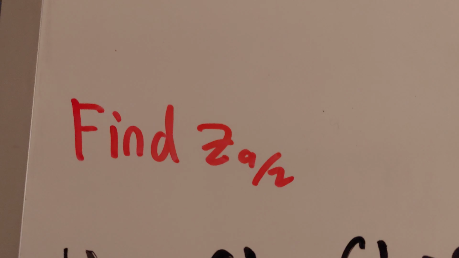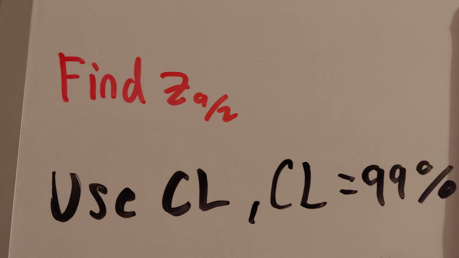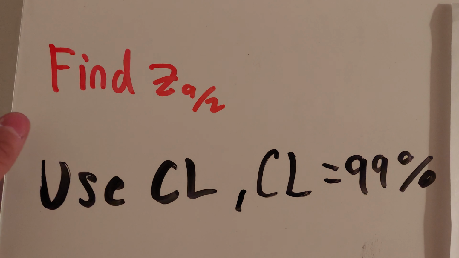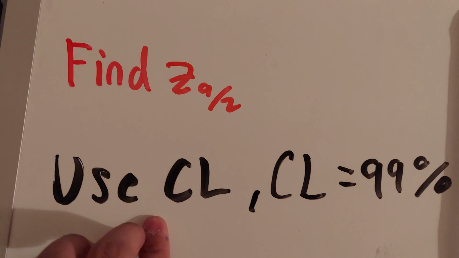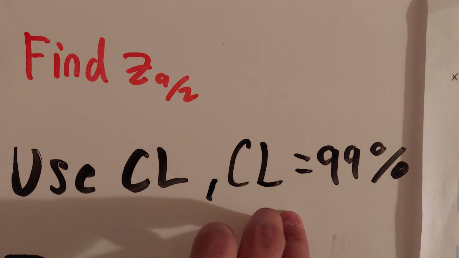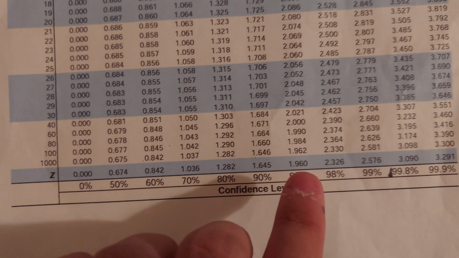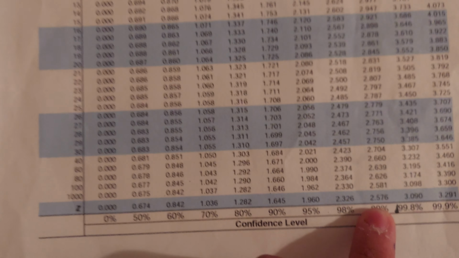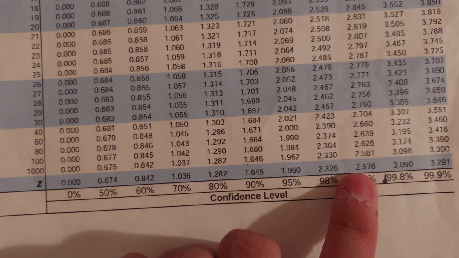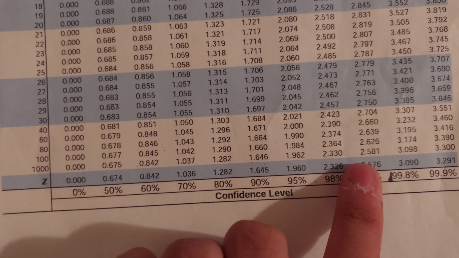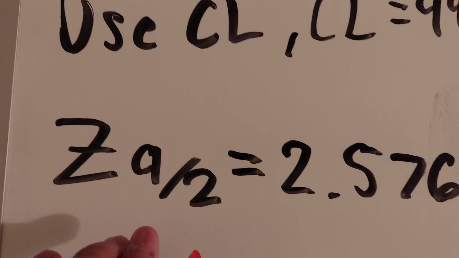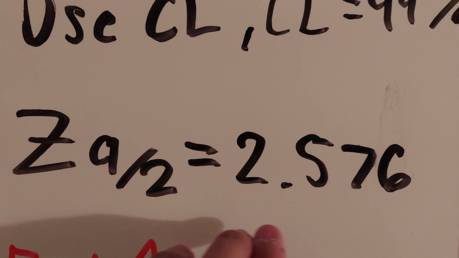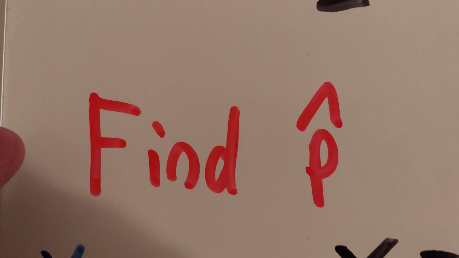So let's find z alpha over 2. Now to find z alpha over 2, we're going to be doing it a little bit differently. We're going to use the confidence level. Now the confidence level that I was given is 99%. So we're going to go over here to the t-table. And we're going to look over here to our confidence level at 99%. We're going to go up just a little bit. It's going to be our z, which is going to be 2.576. Therefore, z alpha over 2 is equal to 2.576.